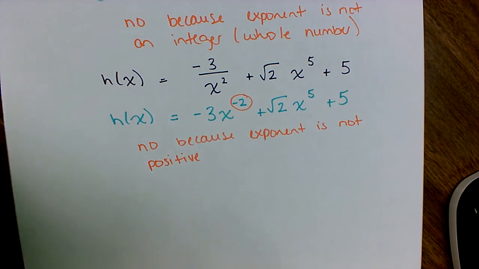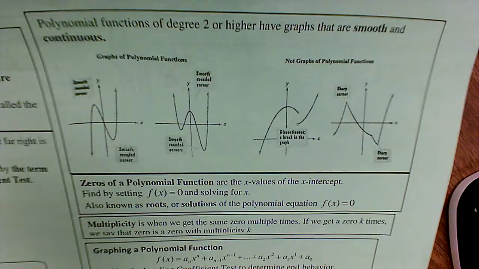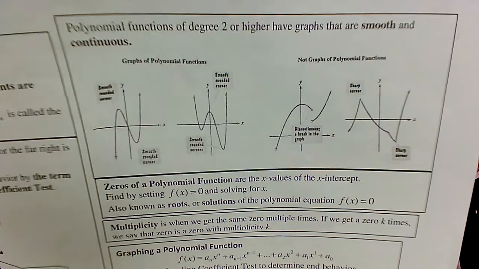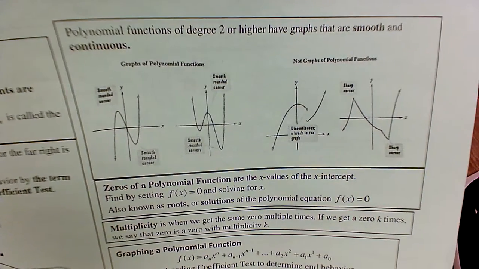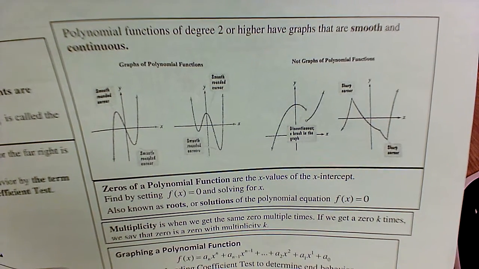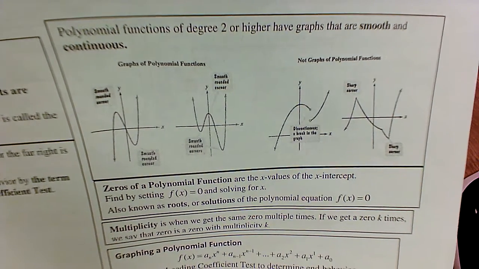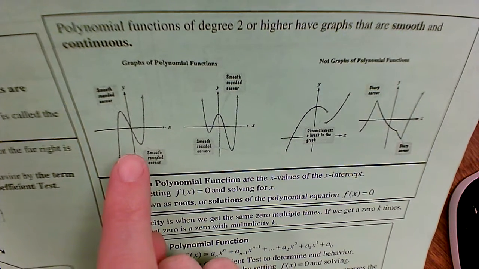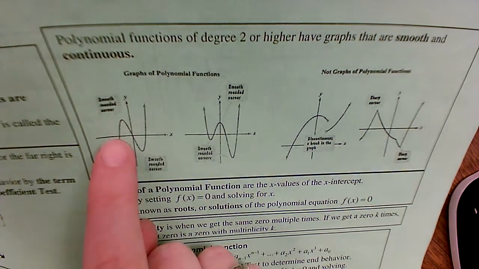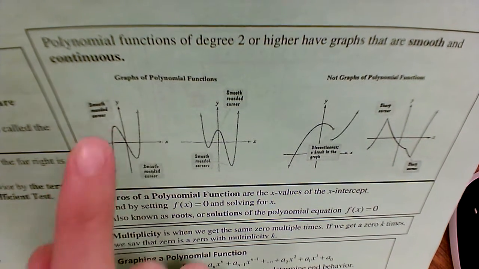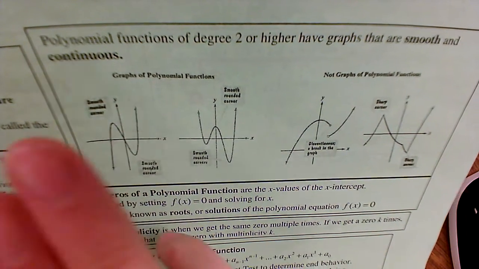So looking at the graph of a polynomial function, we can also tell by looking at its graph if it is a polynomial function. So polynomial functions, they have to have degree 2 or higher. Okay, they have to have at least an exponent on there. And they're functions if they are smooth and continuous. So over here on the left, we have some examples of polynomial functions. You'll see they're continuous all the way around. There aren't any breaks in them. And then all my terms are nice and curved.